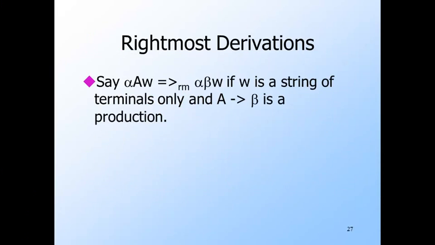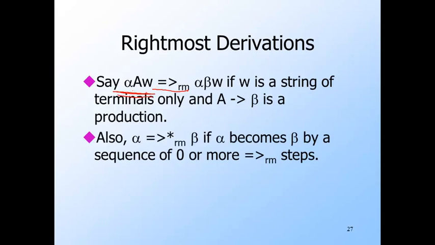Rightmost derivations are defined quite analogously to leftmost derivations. The arrow with an rm subscript, this, means that the rightmost variable was replaced at the step. Notice that the string on the left, which is this, has w, which must be a string of only terminals, following the variable A that gets replaced. Thus A is surely the rightmost variable. And the arrow with an rm and a star means 0 or more steps of a rightmost derivation.